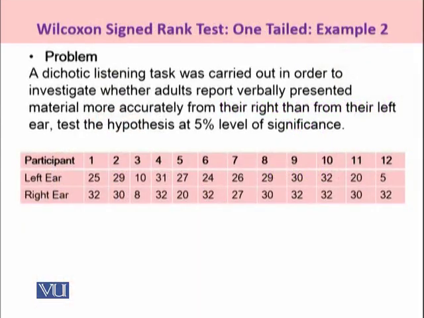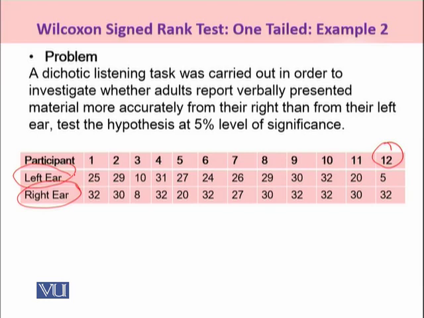So I'm taking a problem. It is about a dichotic listening task that was carried out to investigate whether adults report verbally presented material more accurately from their right than from their left ear. We need to test the hypothesis at 5% level of significance. There were 12 participants in total, and they had to listen from their left ear as well as from their right ear.